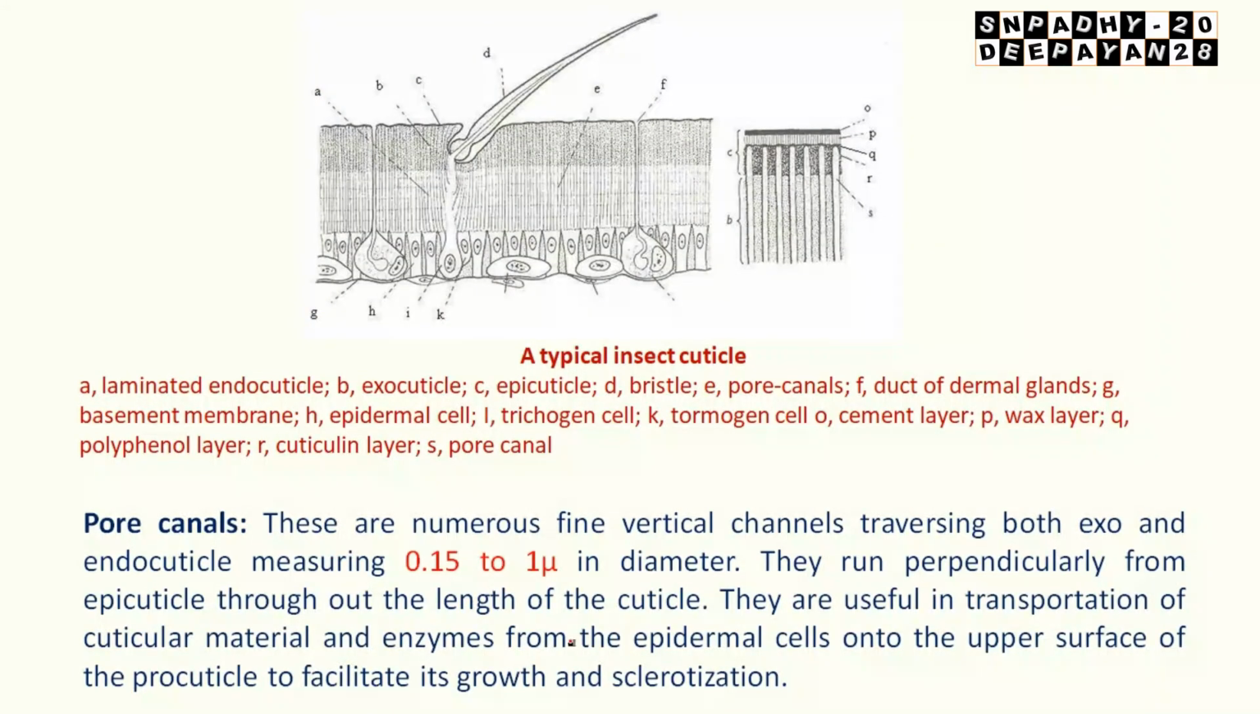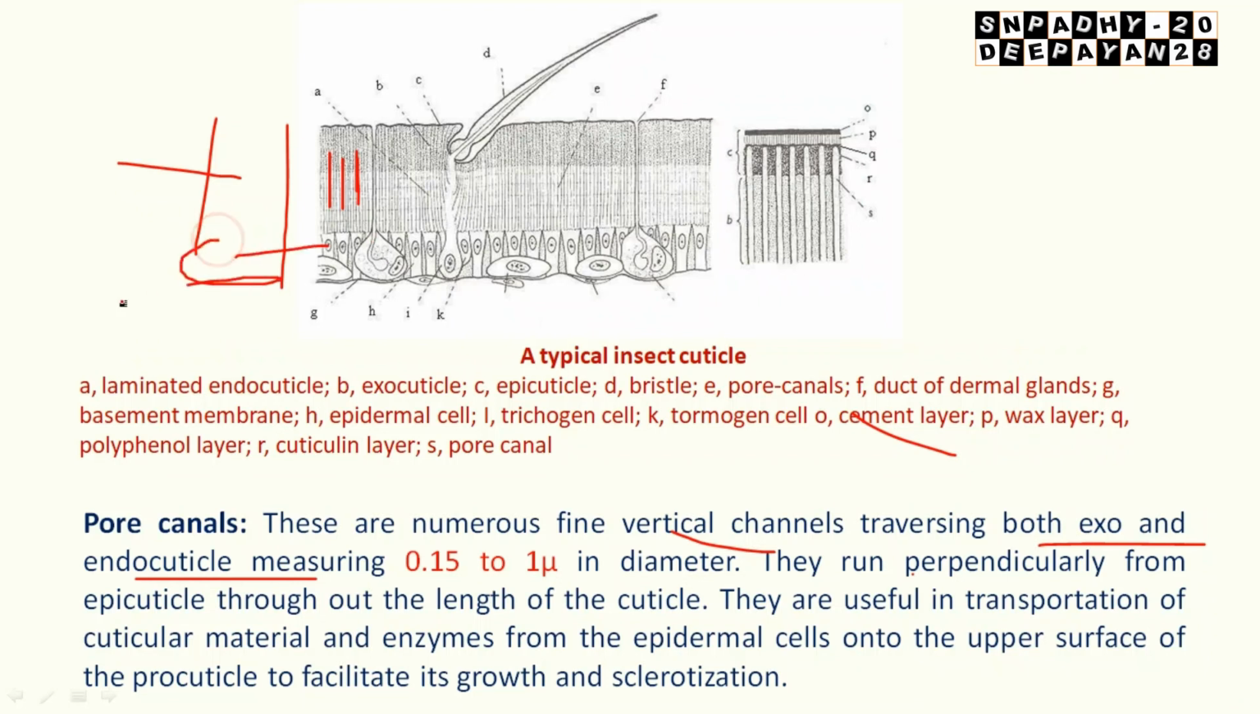Then come to these pore canals. You see, these are very numerous, very fine tubules. So many pore canals are there. This is vertical, this is horizontal. These are vertical, traversing both exo and endocuticle, starting from epidermis. This one is the endo. This one is the exo.